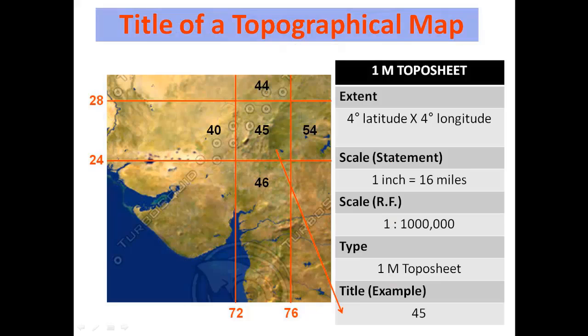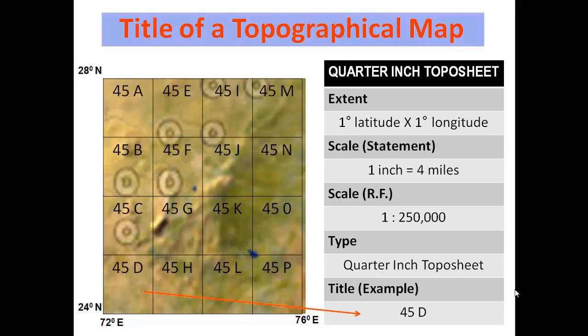Now, why are they called 1 million topo sheets? 1 million topo sheets have a span of 4-degree latitude by 4-degree longitude, and the statement is 1 inch to 16 miles. The British used the inch scale, that's why it is 1 inch to 16 miles. The RF scale is 1 to 1 million, that's why it is called the 1 million topo sheet. The type is 1M topo sheet and the title is 45. It can be further subdivided, or you can say broken up into 16 parts, 45A to 45P. The extent is 1 degree latitude by 1 degree longitude.